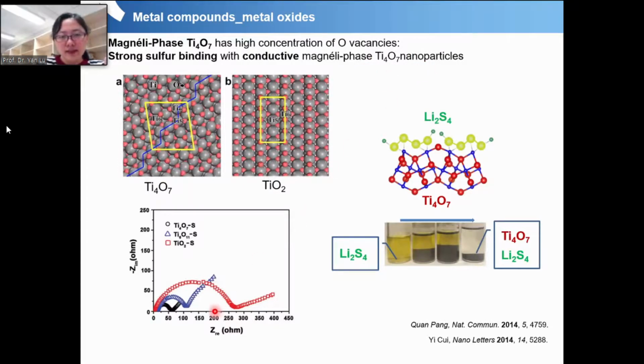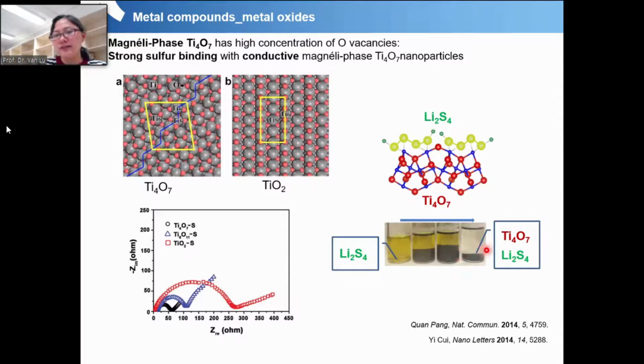And this can actually be measured by impedance spectroscopy. You can see this black curve is titanium suboxide, and from this half-circle diameter, which is a resistance, you have the smallest resistance of the system. So it means they have the highest conductivity of the materials. They also studied the chemical binding: the binding energy of the titanium suboxide to the lithium polysulfides also shows very strong binding energy for these two materials.